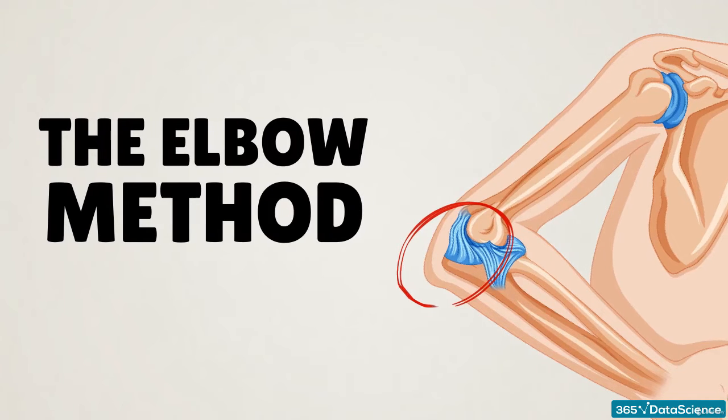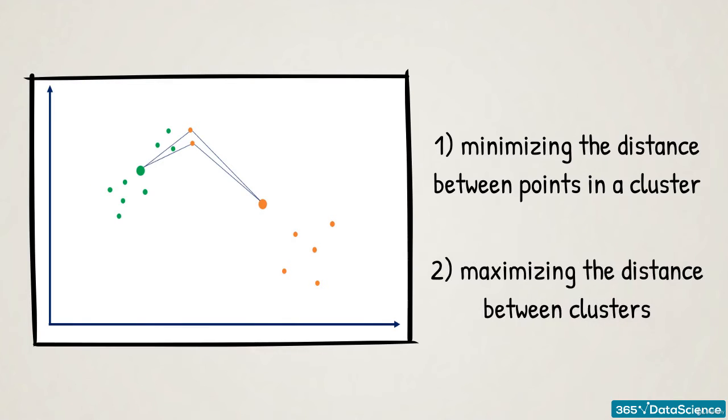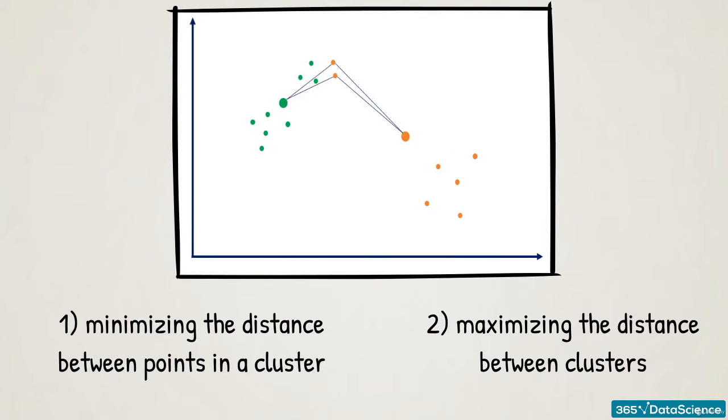Well, remember that clustering was about minimizing the distance between points in a cluster and maximizing the distance between clusters? It turns out that for k-means, these two occur simultaneously. If we minimize the distance between points in a cluster, we are automatically maximizing the distance between clusters. One less thing to worry about.